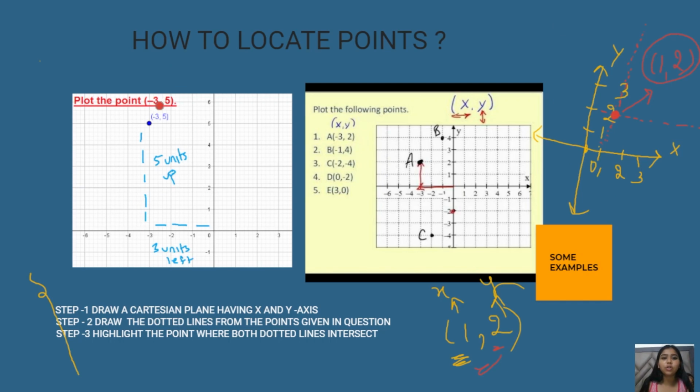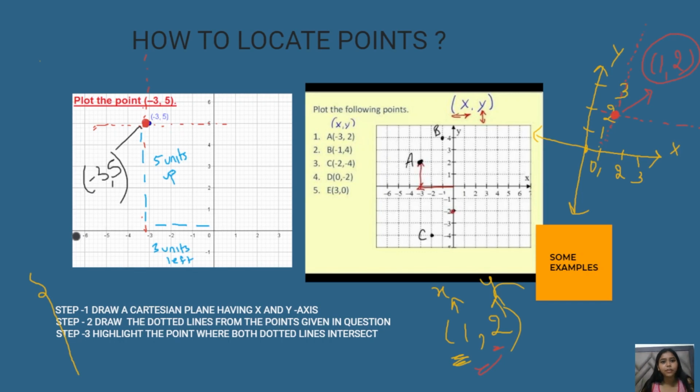You can have a look at this example. Plot the point (-3, 5). What you have to do is draw the dotted line from -3, and then draw the dotted line from 5 like this. This is the -3 point, and this is the 5. Okay, so the lines meet at this point. This is the intersection point, right? That is why this point is called (-3, 5).